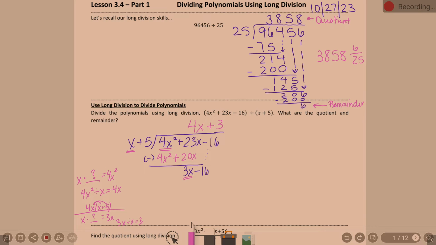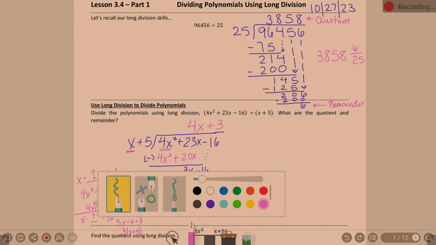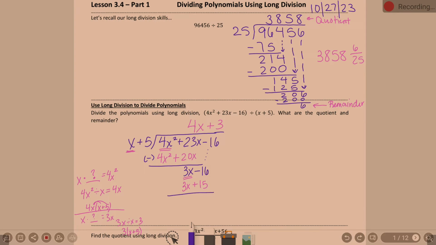And what are we going to do with that 3 now? Multiply. We're going to do 3 times x plus 5. So if you need to, think about it as distributive, right? 3 times x is 3x. 3 times 5? 15. And then we are ready to subtract. 3x minus 3x cancels.